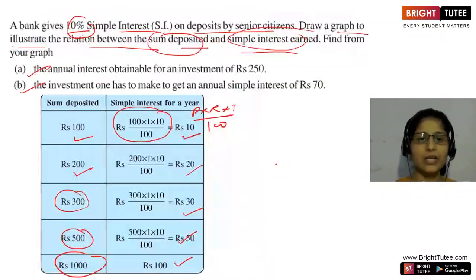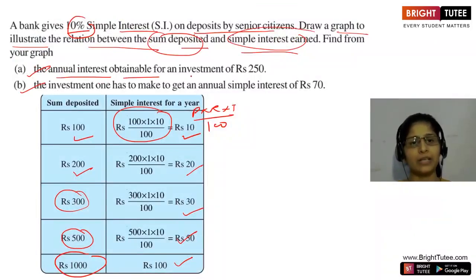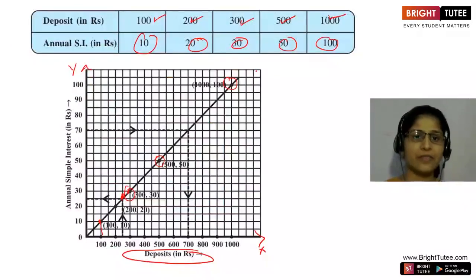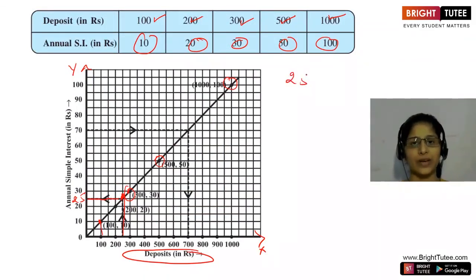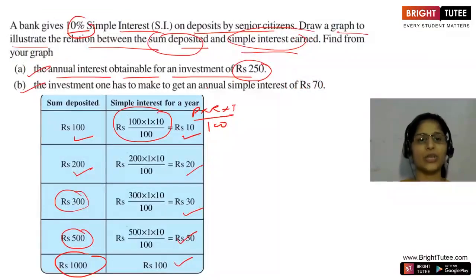Now they're asking two questions. The first one is the annual interest obtainable for an investment of rupees 250. So from the graph, if we see the amount deposited is 250. So at 250, just see on the line, what do we get? Here 25. So what is the interest on rupees 250? That is 25.